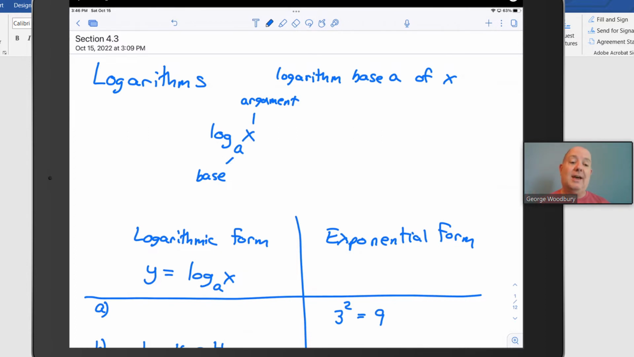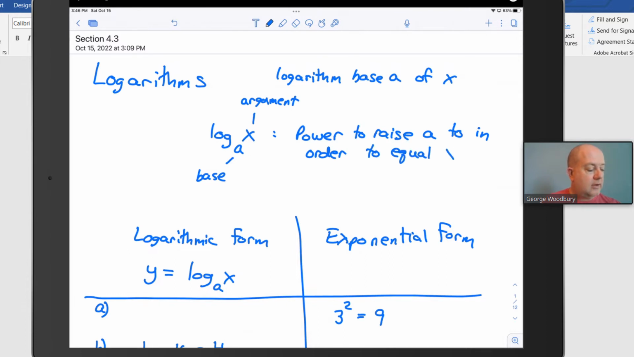Well, this is basically an exponent in hiding. This is the power to raise a to in order to equal x. For example, log base 5 of 25 means what power do you raise 5 to in order to get 25? And we know that 5 to the second power is 25. So this logarithm is equal to 2. So again, it's basically an exponent in hiding.